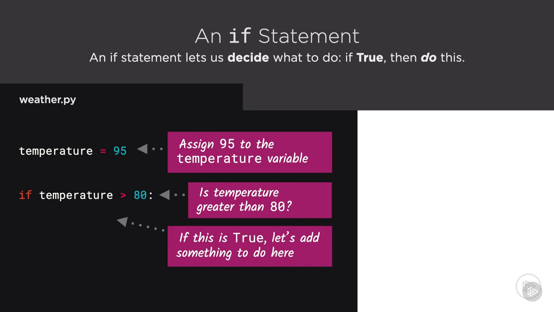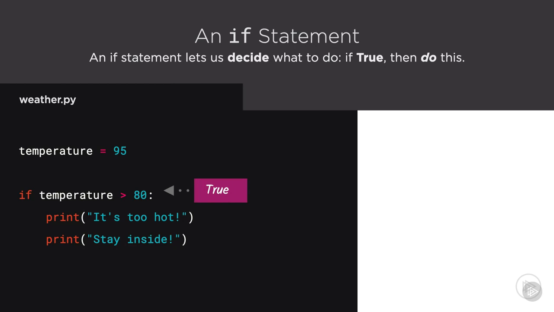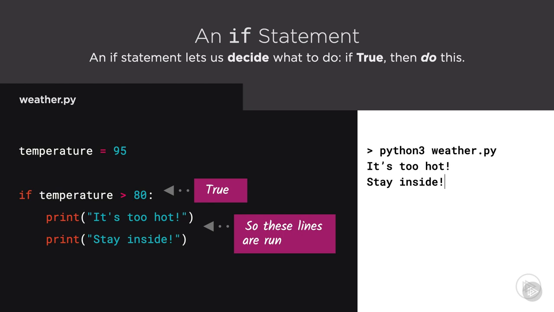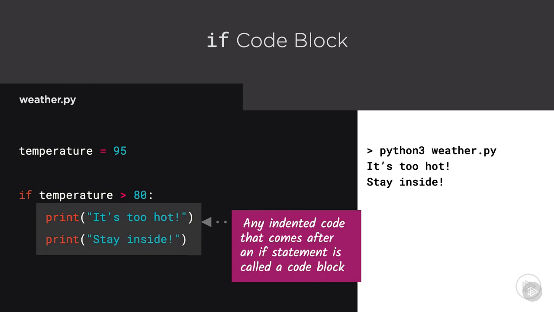So let's add something to do inside the if statement. Let's add 2 print statements inside that if statement. Since this if or conditional statement evaluates to true, then the following print statements are run. So let's take a look at running this, and we can see it's too hot and stay inside are printed to the screen. Any indented code that comes after an if statement is called a code block and is what is run if the statement is true like we just saw.